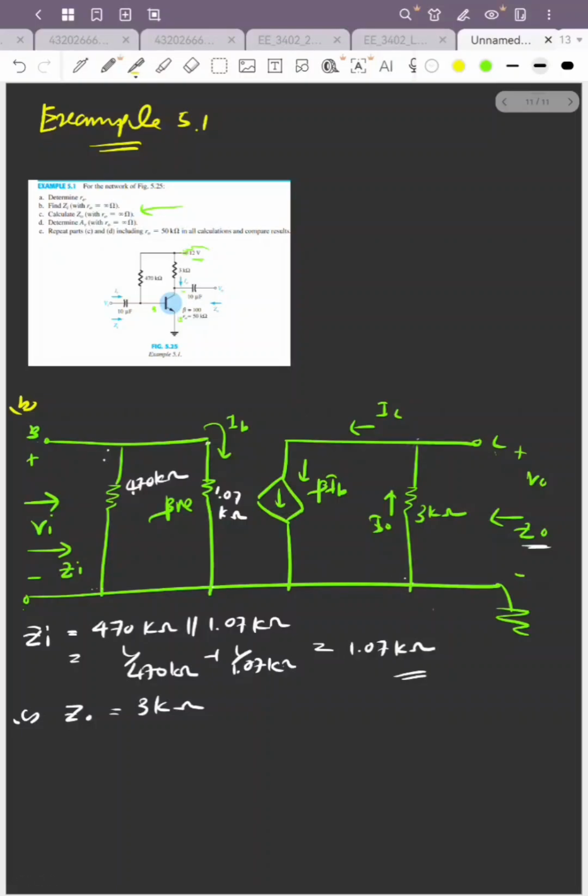Then the third question, determine AV. We all know AV equals VO over VI. So this is VO. What is VO equal to? This is IO into 3 kilo ohm, but the current is marked here plus minus. The actual current is going like this, but our current is going like this, which is the opposite direction of the actual current. So we should put minus IO into 3 kilo ohm.